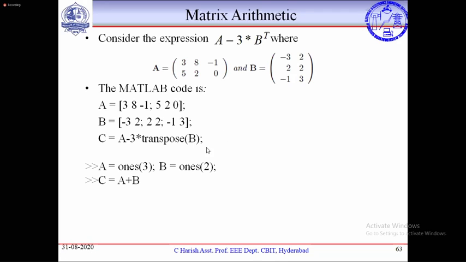Okay. Now, can anybody tell me what will be the answer for this one? A equal to ones of 3, B equal to ones of 2, C equal to A plus B. Is addition possible here?